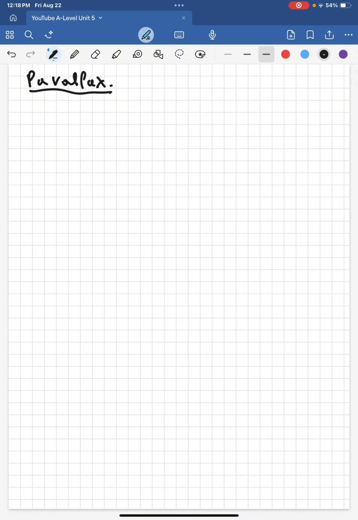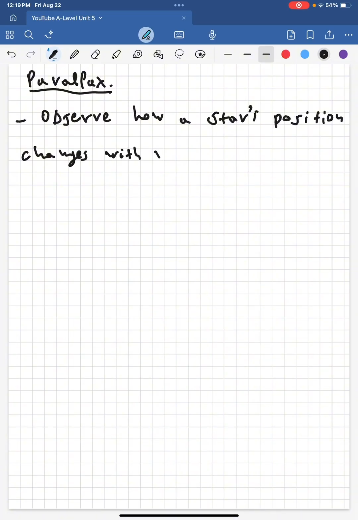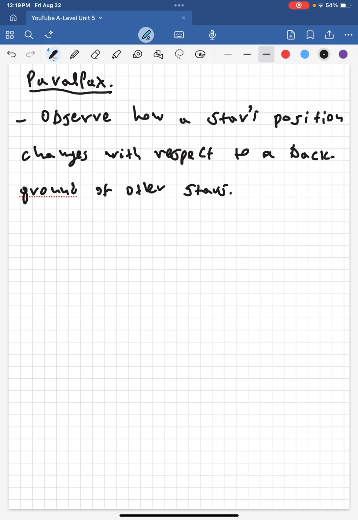So what is parallax? One way to measure the distance to a star is to observe how a star's position changes with respect to a background of other stars, which remains stable in the sky. That's important.